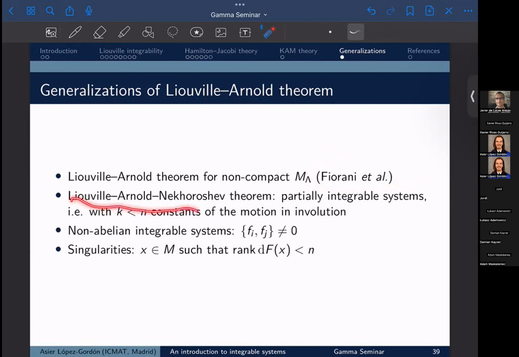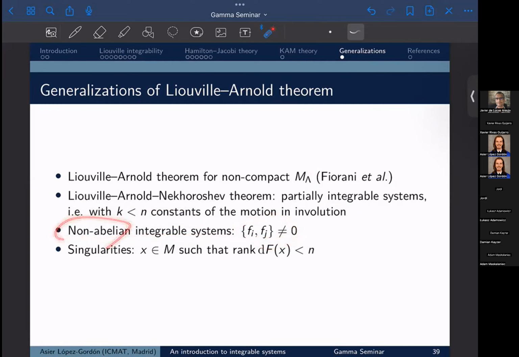We also have the Liouville-Arnold-Nekhoroshev theorem, which is for the so-called partially integrable systems, which is essentially that we have fewer integrals in involution than degrees of freedom. So in this case, we simplify our equations of motion, but not as much as if it were completely integrable. Then we also have non-abelian integrable systems, which is when the Poisson brackets of the integrals do not vanish.